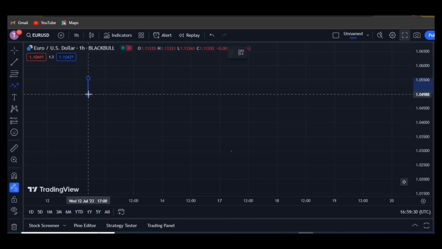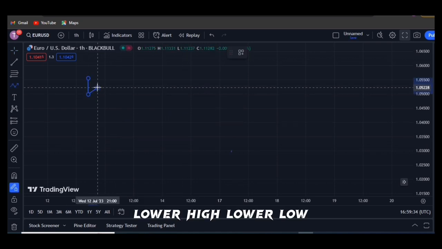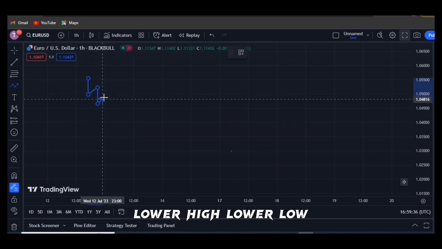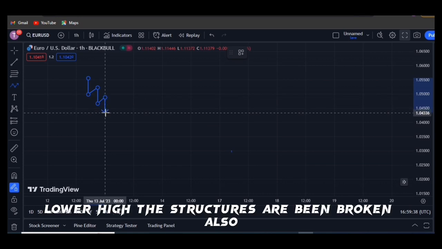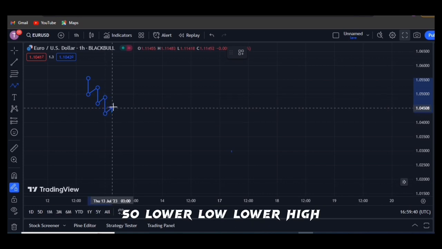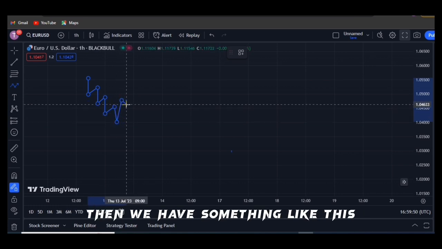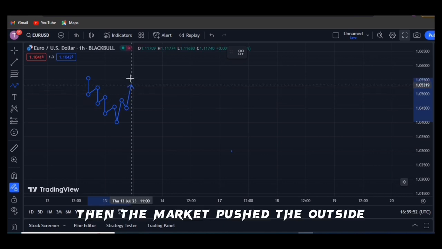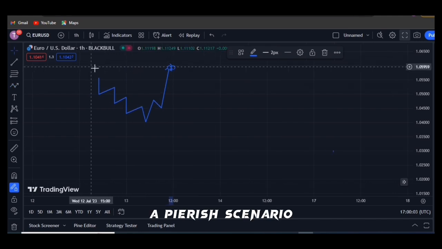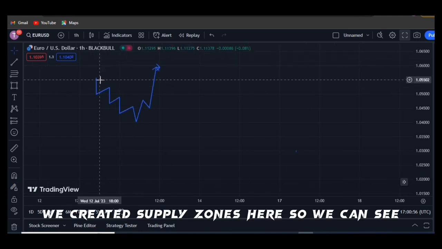Let's go. So we had a lower low, lower high, lower low, lower high. The structures have been broken also. Lower low, a lower high, lower low. Then this high was sticking out. Then we had something like this. Then the market pushed to the upside. This is a bearish scenario. We created supply zones here.